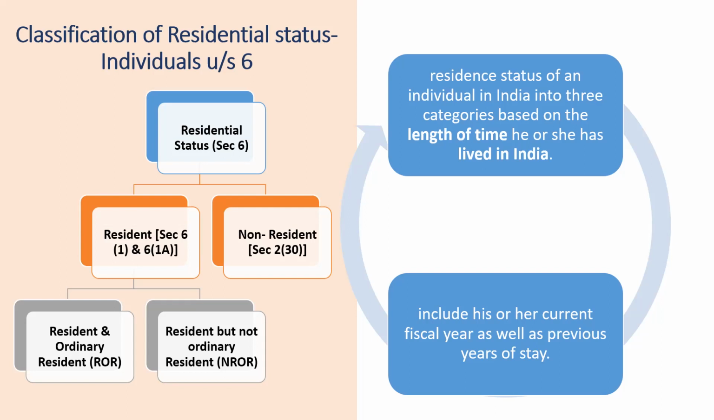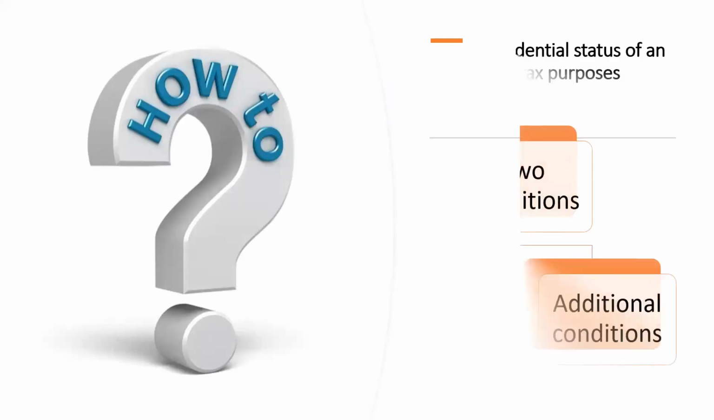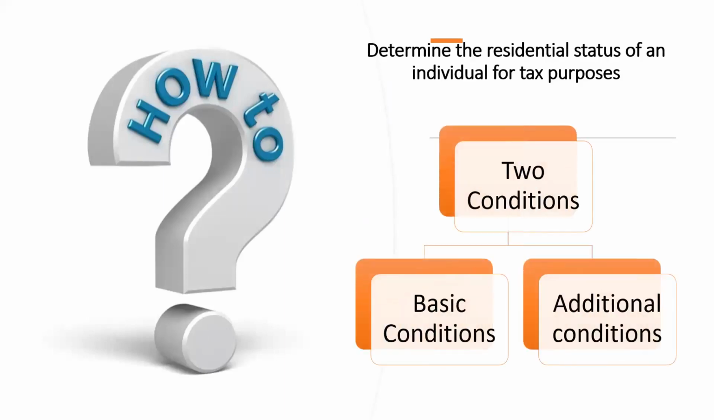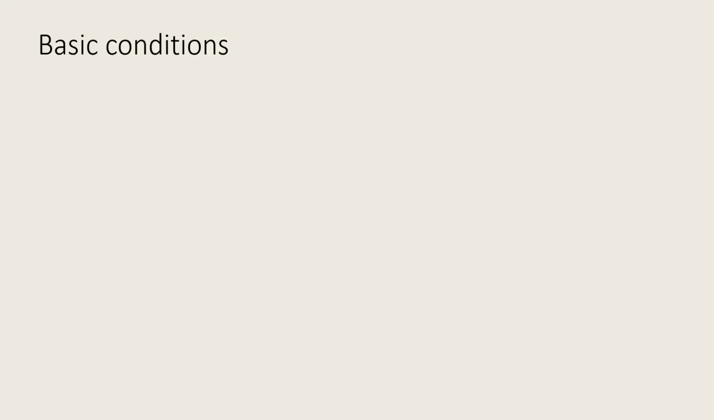Now let us take a quick look at this classification of residents. To determine the residential status of individuals for tax purposes, basically an individual needs to satisfy two conditions: the basic conditions and the additional conditions. So now let's see what the basic conditions and what the additional conditions are to determine the residential status of an individual for tax purposes.